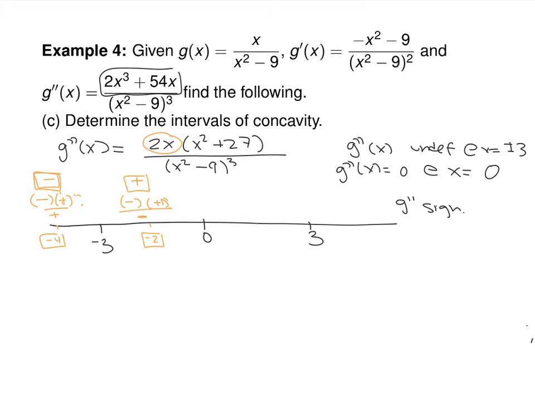Okay, how about 0 to 3? Say test 2. Plus plus over negative, right? So overall the second derivative is negative there. Testing 4, plus plus plus, yes? Plus.